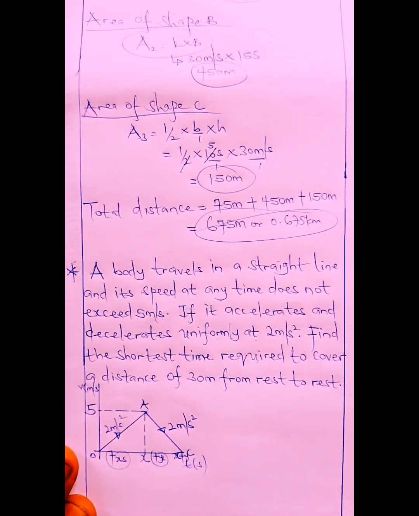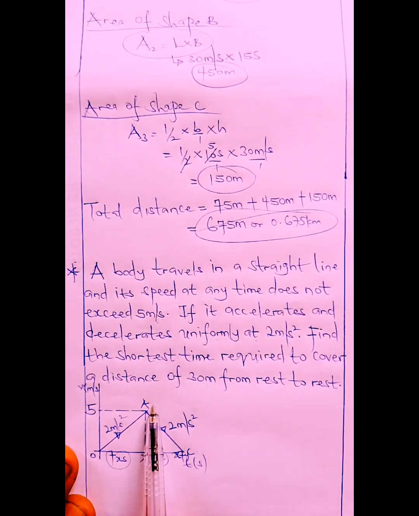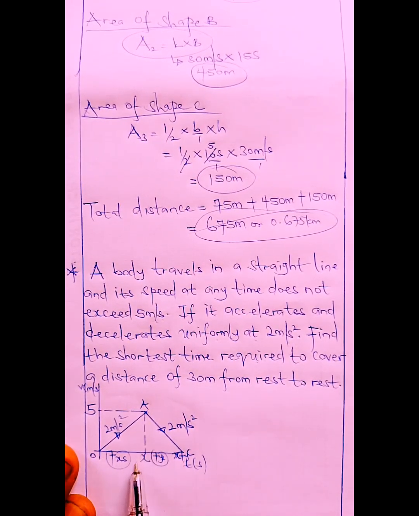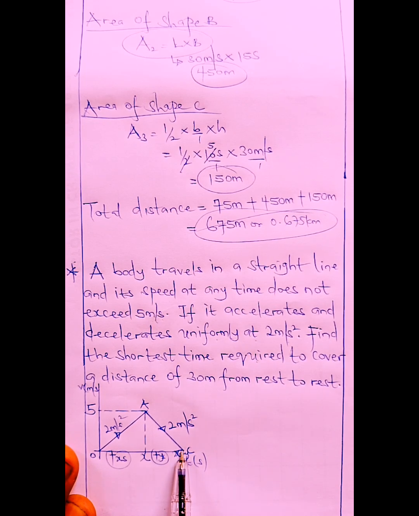S plus y right here. So the body accelerated at 2 meter per second squared, and then decelerated at 2 meter per second squared. Everything was uniform, as has been stated up there. Now the body covered 30 meter. That's the total distance from rest to rest, 30 meter.